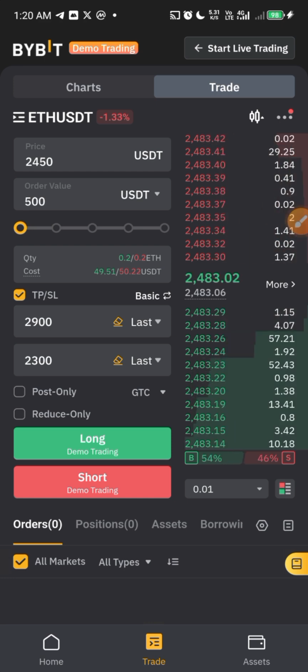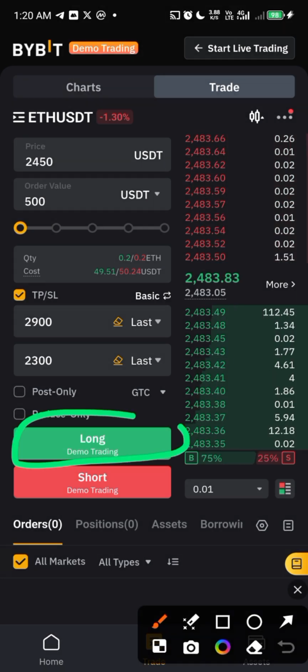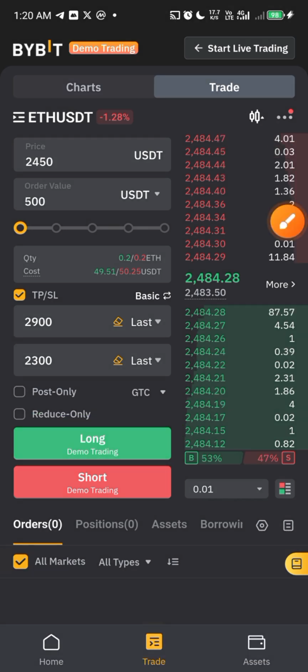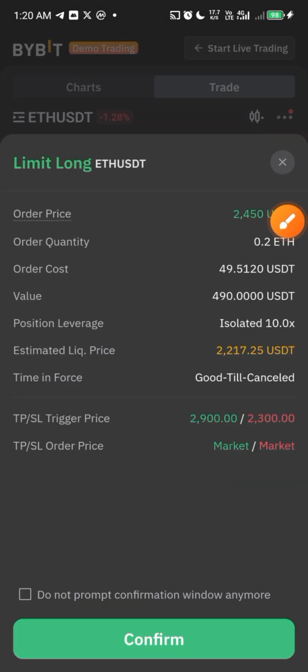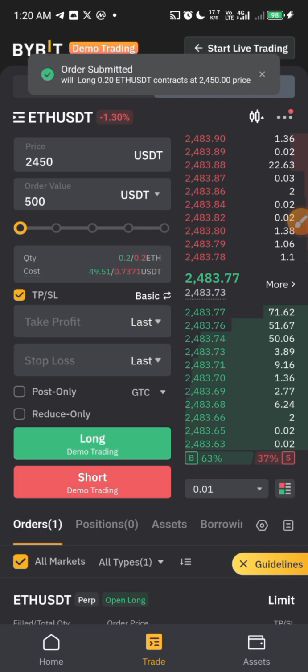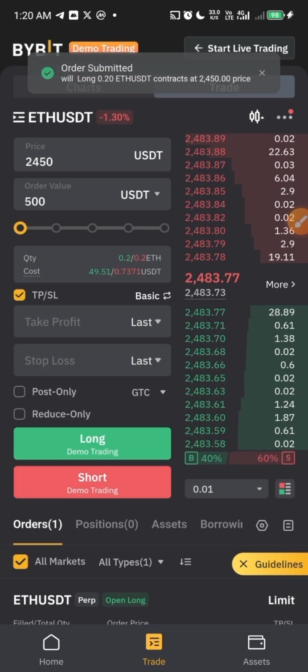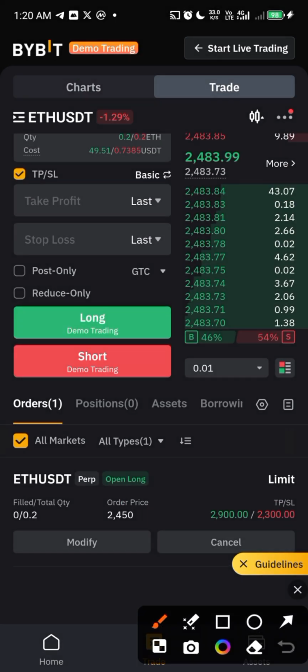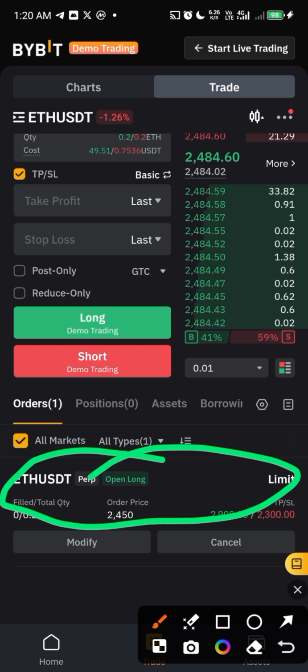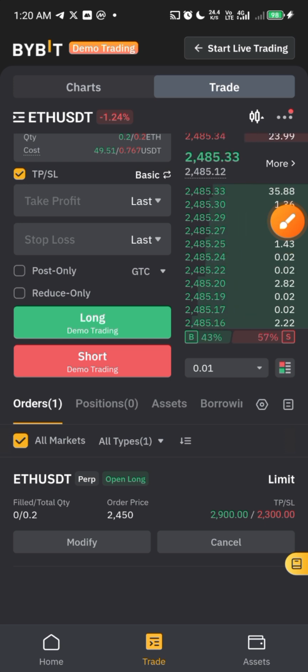So now I have set up everything the way I want it. The next thing I will do is to just click on this long trade, right? So I'll click on it right now, and then I'll click confirm. Now you can see open long trade. It is set here. It has not bought because it's on a limit order. It will only activate when this price you're seeing here gets to 2,450.